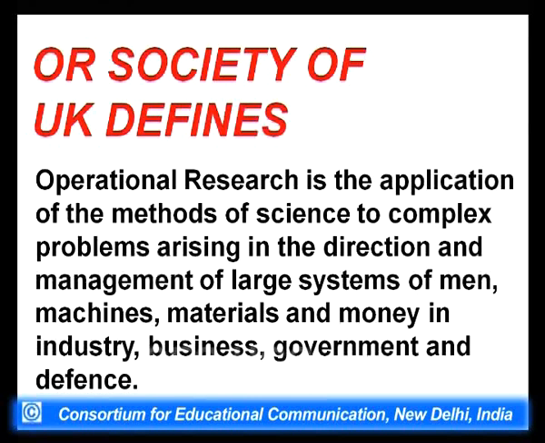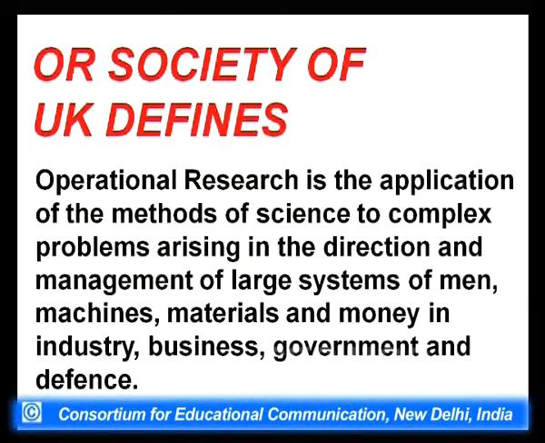This is an elaborate definition of OR, and we will try to explain its meaning part-wise. First is science to complex problems. Why complex problems? Because small problems we can solve otherwise, but complex problems, where a lot of resources are required and a lot of variables are present, we cannot solve manually. We shall be using OR techniques to solve those problems, and that's why we call this a solution to complex problems.